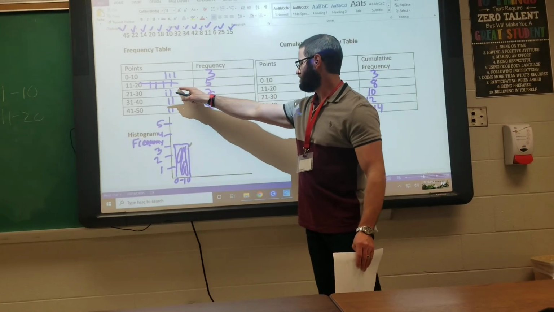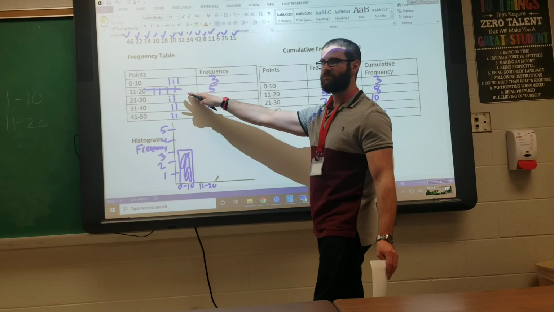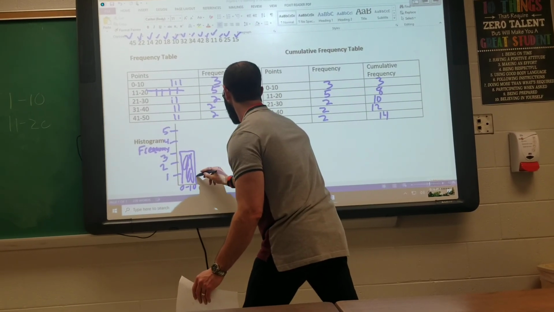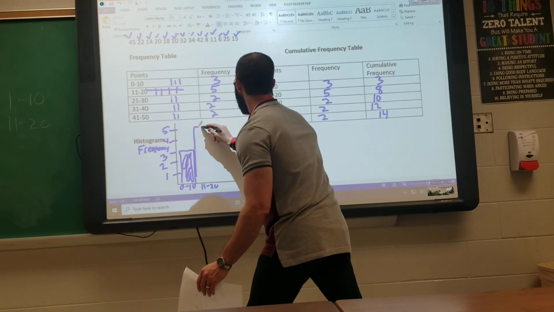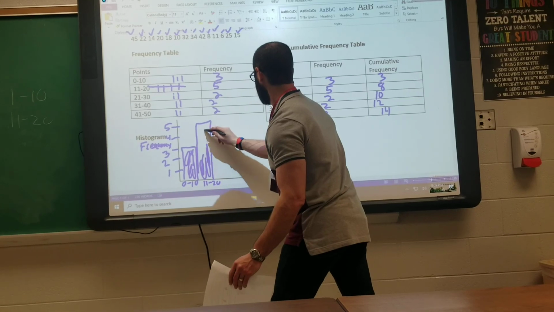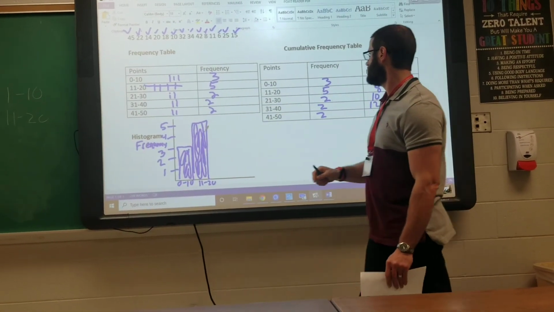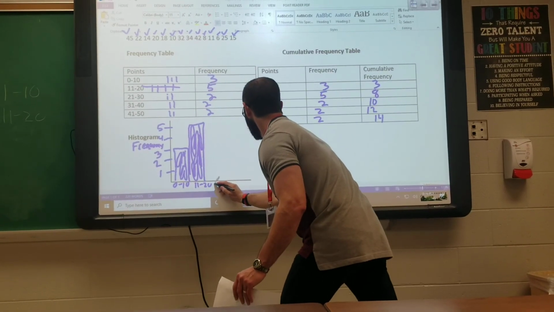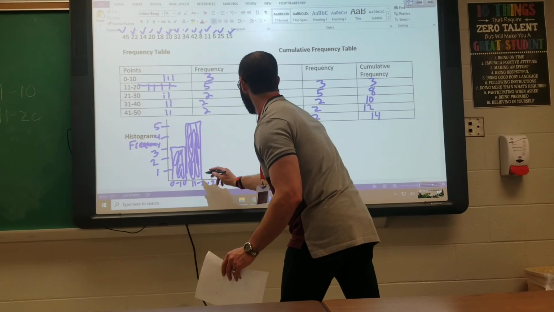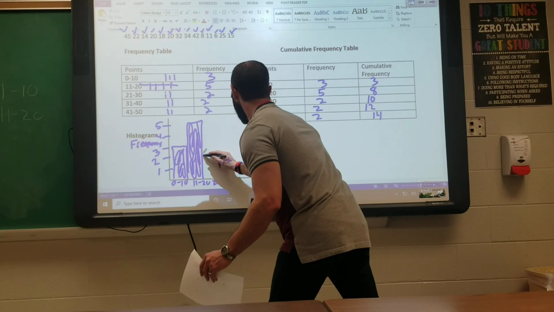Second one, interval from 11 to 20. 11 through 20, how many do we have? We have 5. So my bar should go up to 5. Okay. Next interval, 21 to 30. I have 2. So we go up to 2, and come over this way.